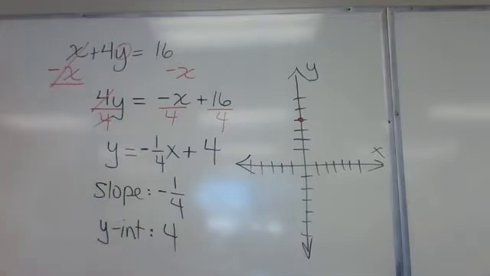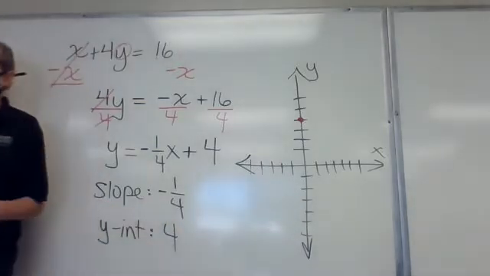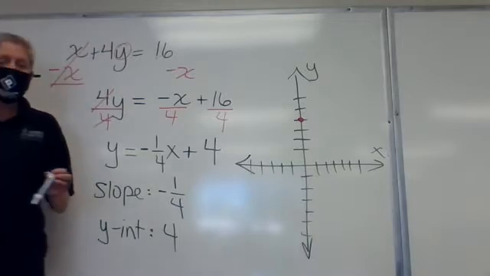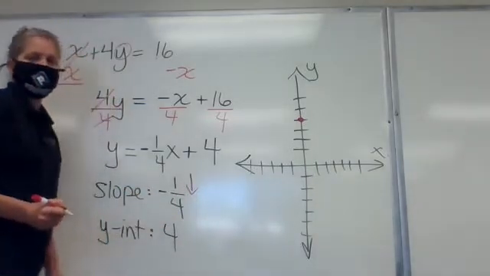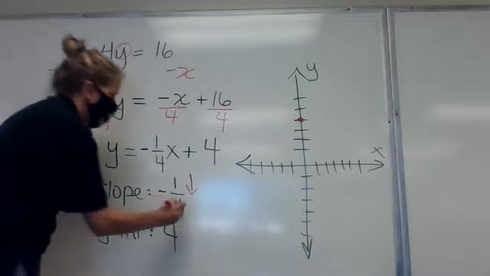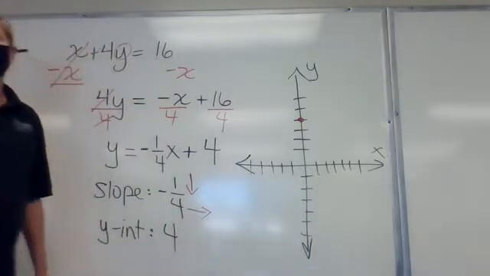Now, here's something that we haven't had before. This time our slope is negative. When you have a negative slope, just turn your rise, instead of going up, go down. You're still going to go to the right for your run.